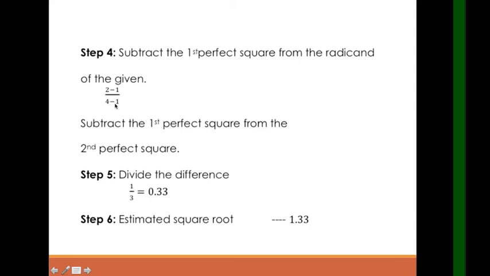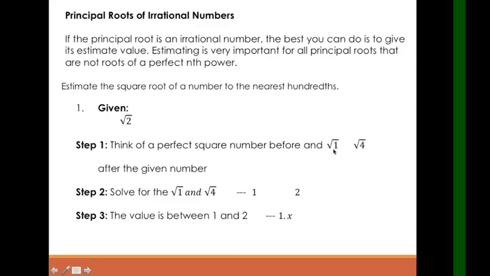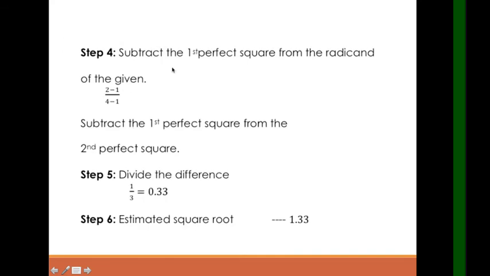Tama ba? O, balikan natin. So, meron tayong 1, meron tayong 4, at saka meron tayong 2. Ang sabi sa step 4, isasubtract natin yung first perfect square from the radicand. Ang radicand natin ay 2 sa ating square root of 2. So, 2 minus 1 and 4 minus 1. Divide the difference. So, 2 minus 1 is 1. 4 minus 1 is 3. 1 divided by 3 is 0.33. 0.33 ang answer natin. Ito yung x natin yan.